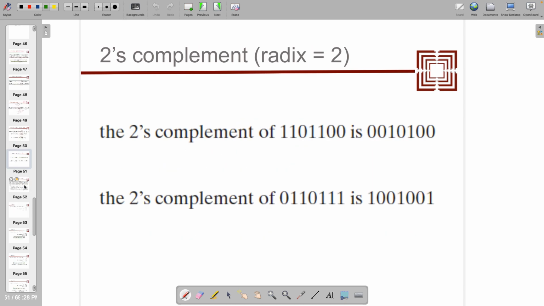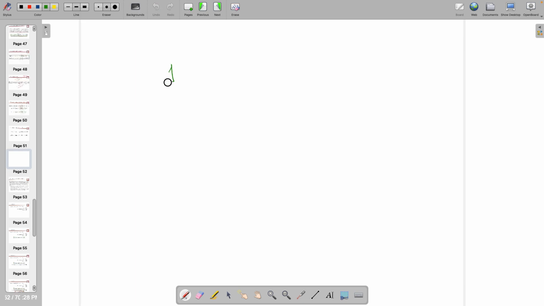Okay, so now let's come to the binary system. I want to find out the 2's complement of this one. The answer is already there, but okay. 1 0 1 1 0 0 1 0. Let's assume that it's this.